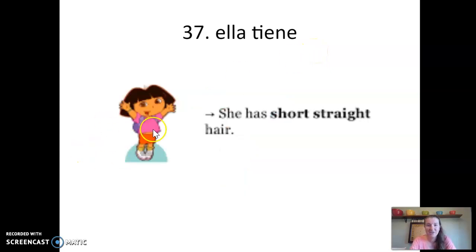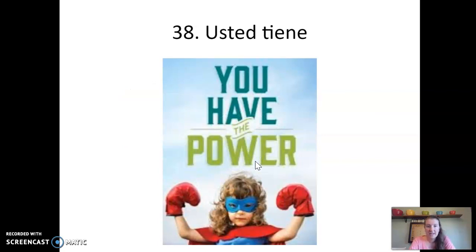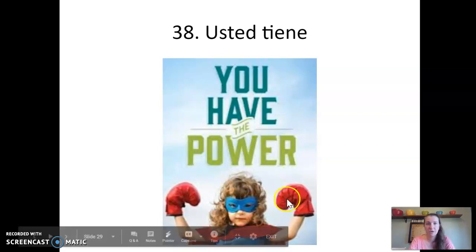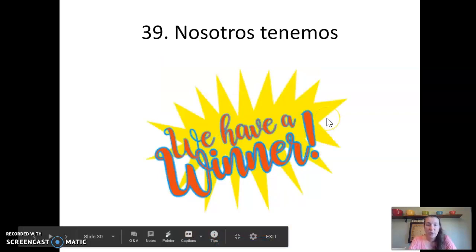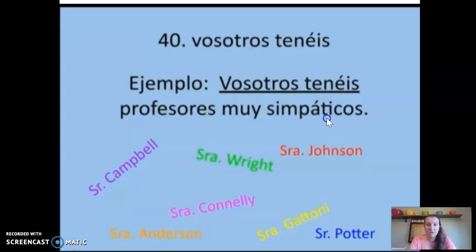She has, here's our friend Dora. So ella tiene, right? She has short hair. Ella tiene, she has. Usted tiene, so remember usted is formal, right? So that means you have, if you're talking to someone formally, like a teacher, and if you're saying you have lunch duty this week. Nosotros tenemos is we have. And then vosotros means you all, really only used in Spain, right? So vosotros tenéis profesores muy simpáticos is our example. The picture is a little bit blurry. So you all have very nice teachers, right?